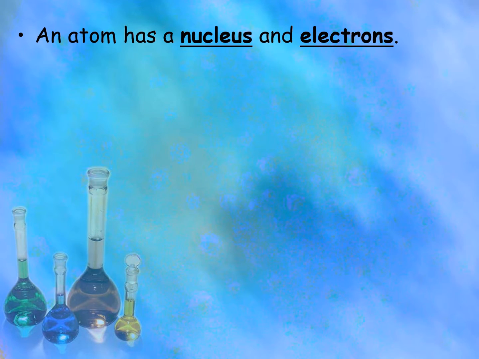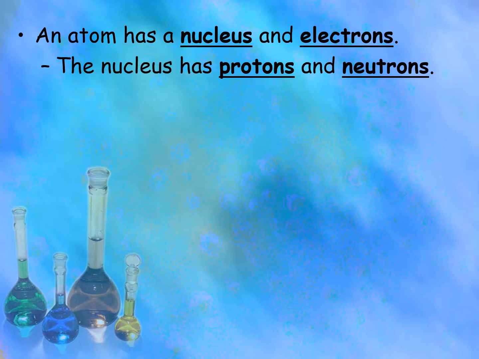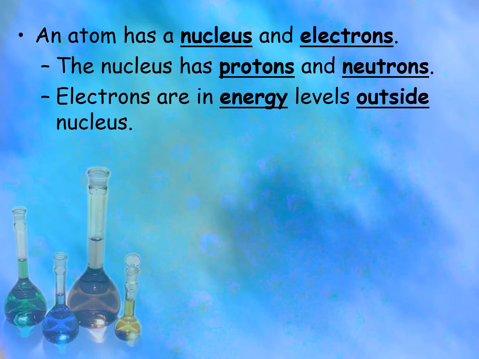An atom has a nucleus and electrons. So the nucleus is found in the center, and the electrons are found around the nucleus in different energy levels. The nucleus will be made up of protons and neutrons. Protons are positively charged particles. Neutrons are neutral. And hopefully you can remember proton and positive both start with P, and neutron and neutral both begin the same way. And electrons are found in energy levels outside the nucleus. Electrons are going to be negatively charged.